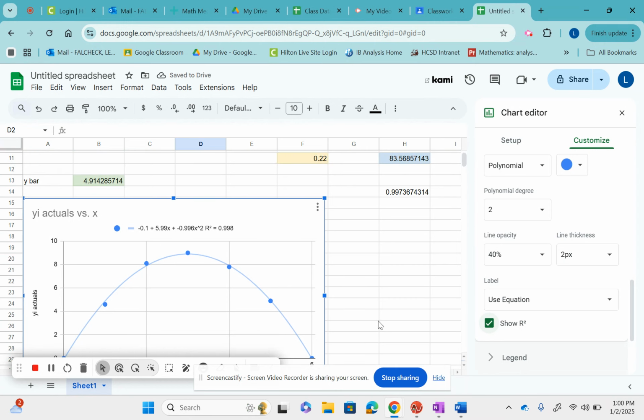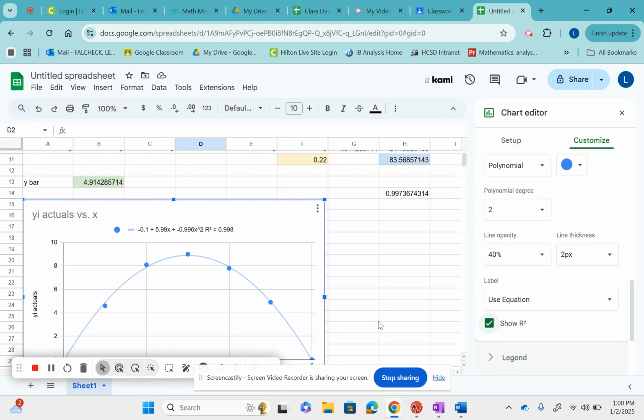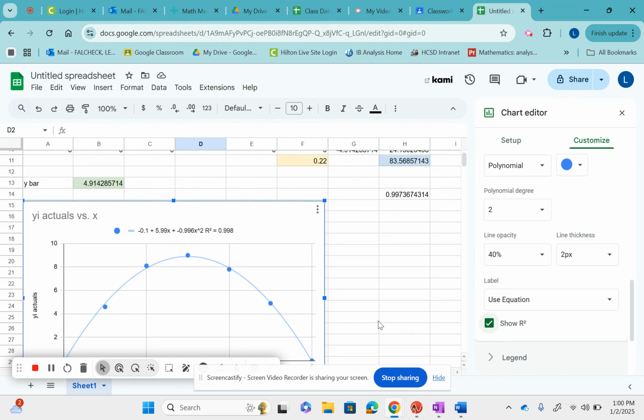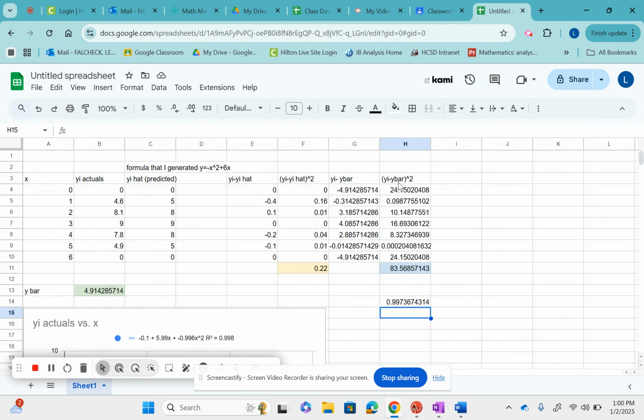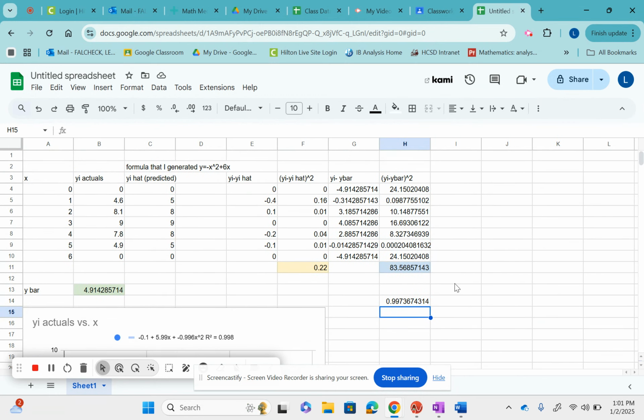So what was the equation that the computer found? Negative, pretty close to 1, x squared plus 5.99x, pretty close to 6x, and then minus 0.1. We didn't get the minus 0.1, but that's okay. That must be the difference for why their R-squared is a little better than our R-squared. So hopefully that answers your question about calculating R-squared.